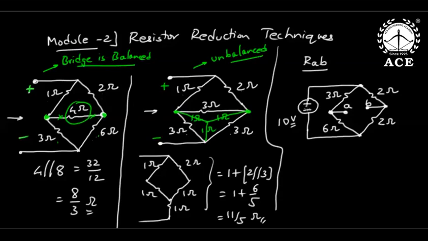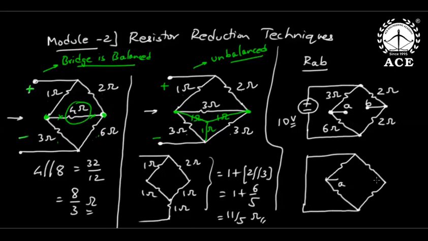So the active element is an ideal voltage source, so I will short it, because the internal resistance of an ideal voltage source is 0. And we are finding resistance, so its resistance is 0. So I will short it. This is what I am trying to do.